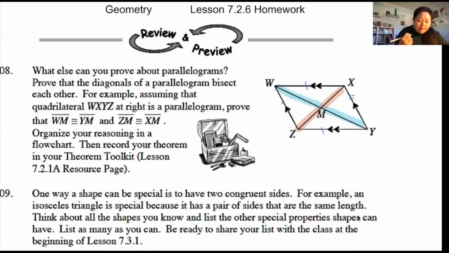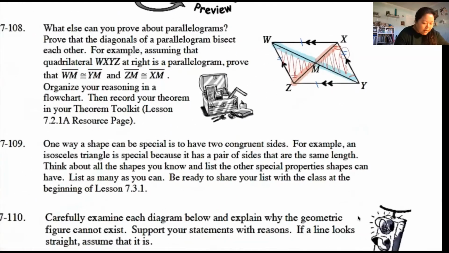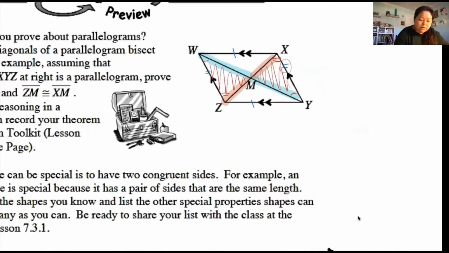Okay, so my game plan is to use the parallel lines and show that alternate interior angles here, this and this, and then this angle and this angle are congruent, and therefore also using angle, side, angle to prove that this little triangle is congruent to this little triangle, and then by CPCTC, those two sides are congruent to each other, and then we can prove that they bisect each other. Okay, so let's do our little flowchart here. It says flowchart, so we're doing a flowchart here.